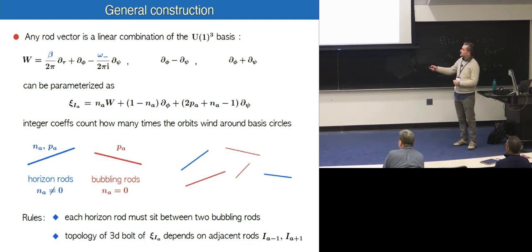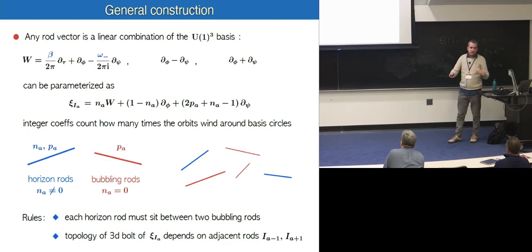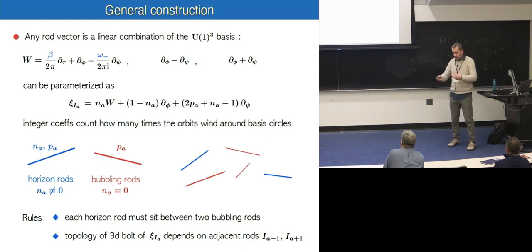So I can declare that this is the vector that collapses at a given rod, and then I can change my integers and construct a more complicated rod structure. So if this NA is different from 0, the killing vector that collapses involves this thermal isometry, so it will form a horizon. If this is 0, it will form a bubble with no horizon. And I can assemble complicated arrangements of these intervals by respecting some rules.